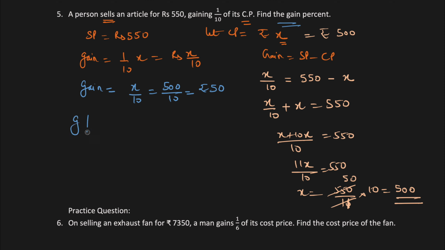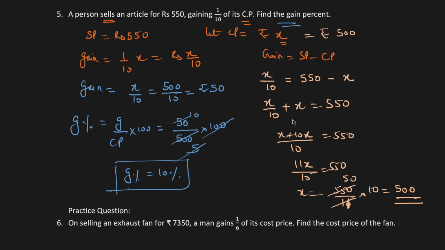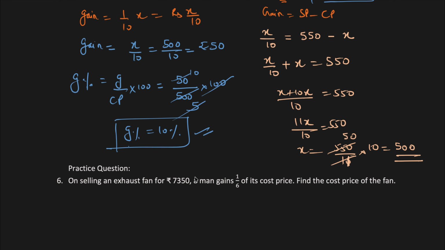Now let's calculate gain percent, and profit percent is gain by CP into 100. So let's do that. What will you get? Gain is 50, CP is 500, into 100. Cancellation. 100, 5s are 5, 10s are 50. So you got gain percent as 10%. So we have the answers. CP also we got, and gain percent also we got. I hope it's clear. Similar type of question I have given for practice.